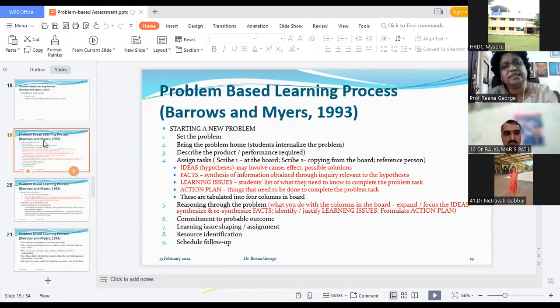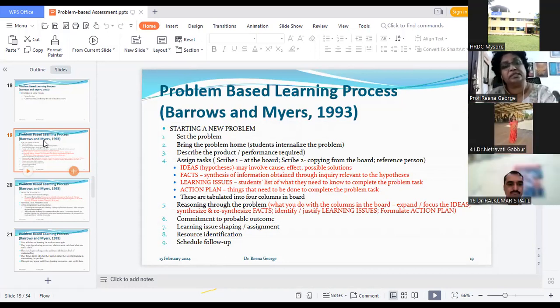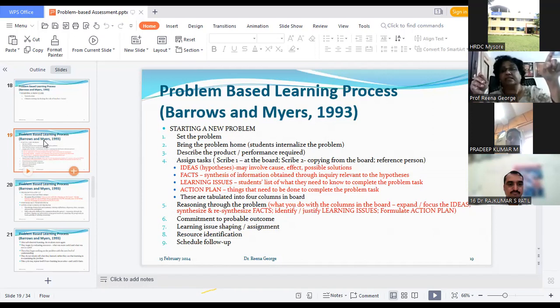And next is to describe the product, or what is required from the student, the performance required. The next, the fourth one, is assign tasks. You can assign tasks to individual students. And that is what I said: on a board, you can draw a 4-column table. The header of the first column should be ideas. Second one is facts. Third one is learning issues. And fourth one is action plan.